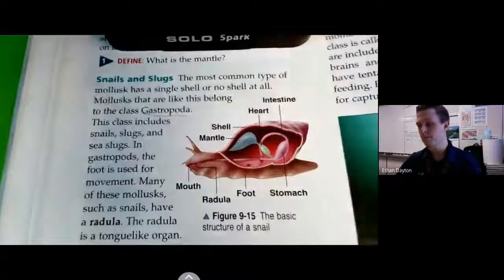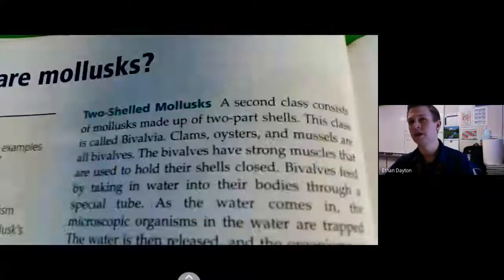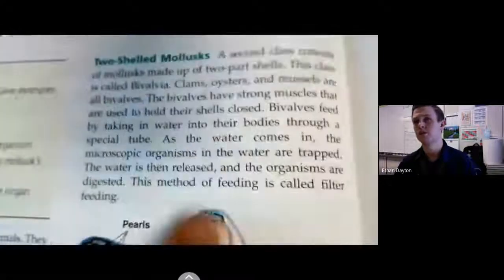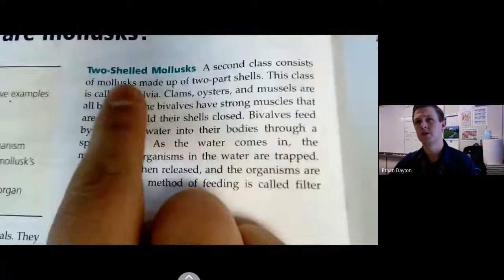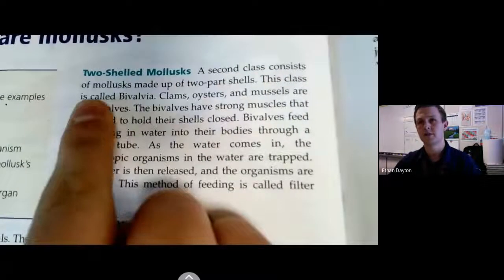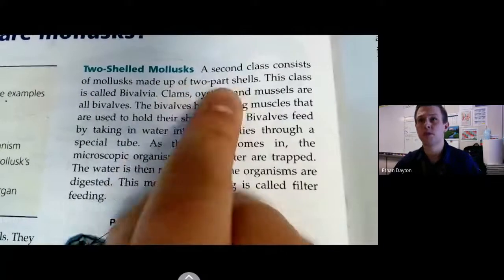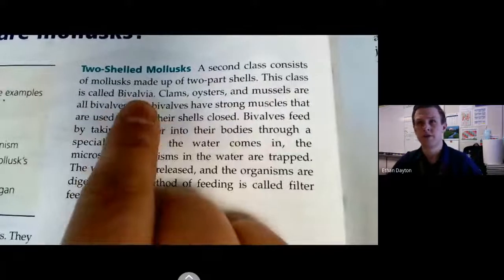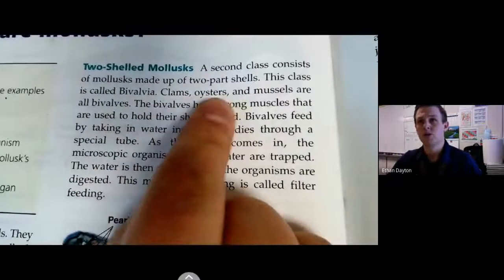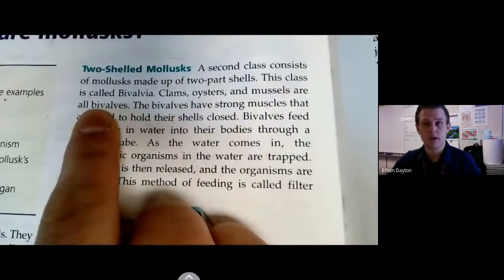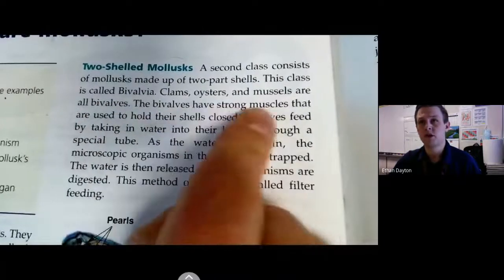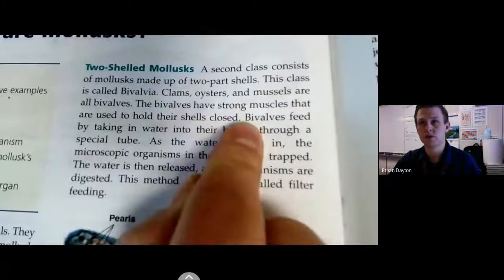Okay. Moving on to the next section, it is titled Two-Shelled Mollusks. A second class consists of mollusks made up of 2-part shells. This class is called bivalvia. Clams, oysters, and mussels are all bivalves. The bivalves have strong muscles that are used to hold their shells closed.